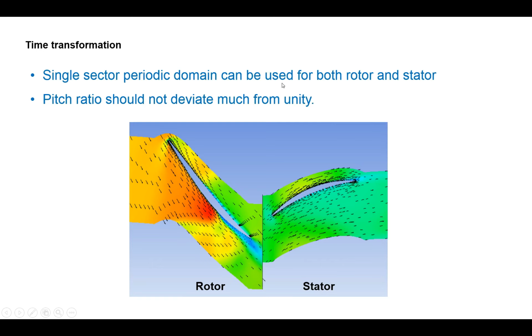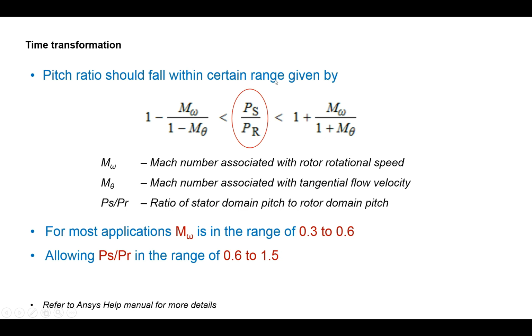A single sector periodic domain can be used for both rotor and stator, but the pitch ratio should not deviate much from unity. The pitch ratio should fall within a certain range given by this expression. Here, M omega is the Mach number associated with rotor rotational speed, M theta is the Mach number associated with flow tangential velocity, and the next term is the ratio of stator domain pitch to rotor domain pitch.